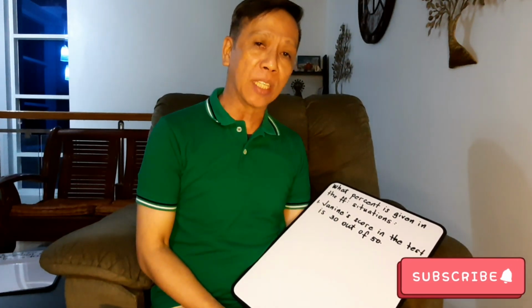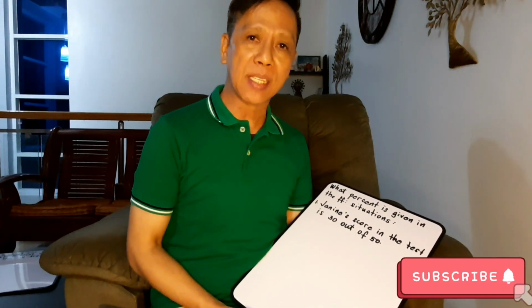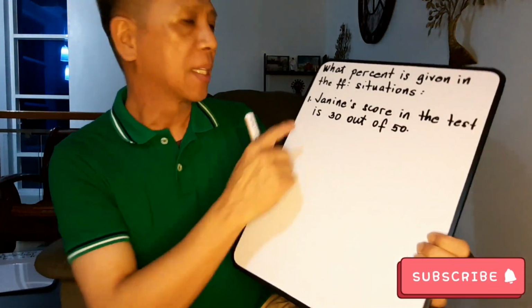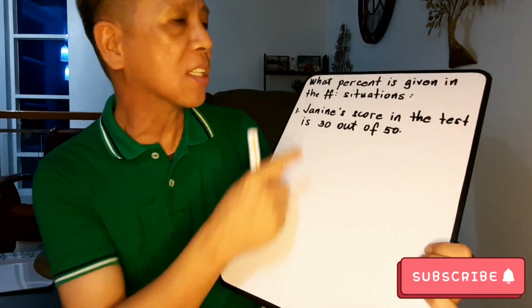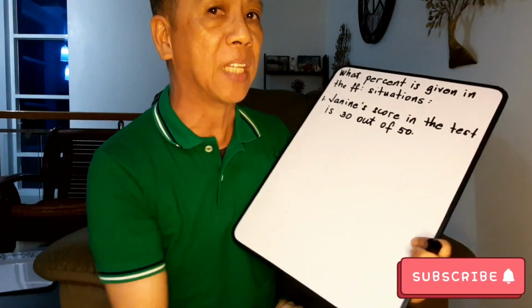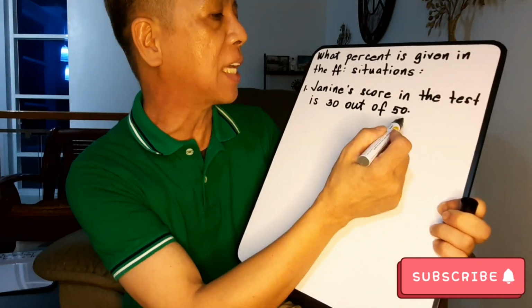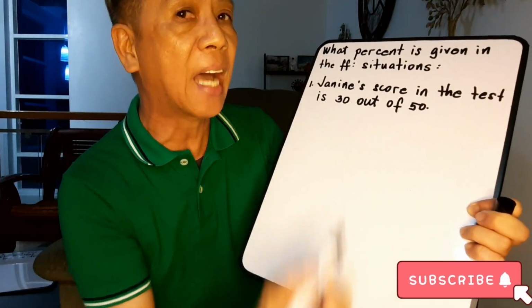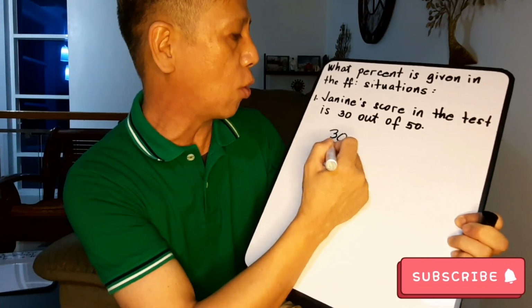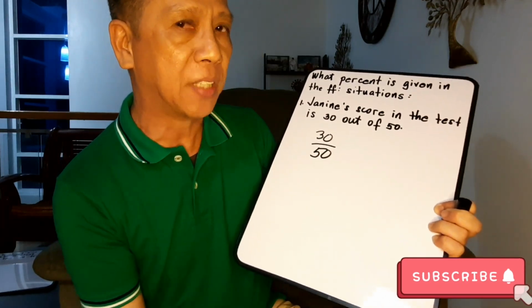Here is another example on how to find or determine the percentage in a given problem. Katulad nung sabi ko sa inyo kanina, this time, hindi na siya nakabase sa 100. Let us read the problem. Number 1, Janine's score in the test is 30 out of 50. There are 50 items. Janine got 30. So, isusulat natin yan, 30 over 50 or 30 out of 50.